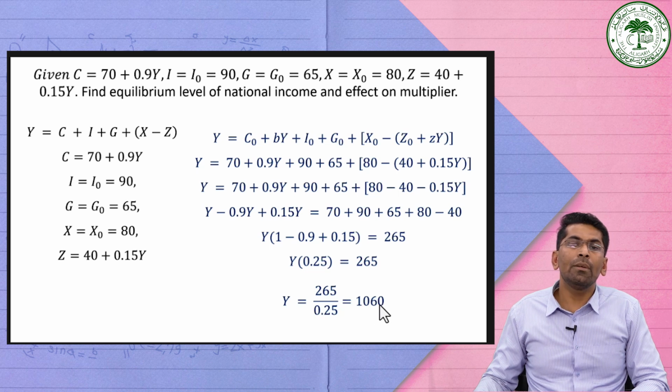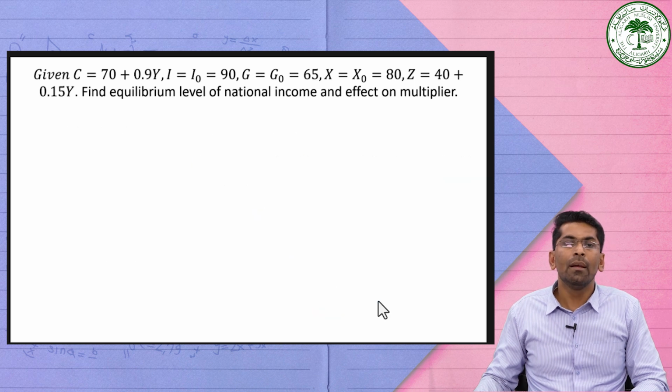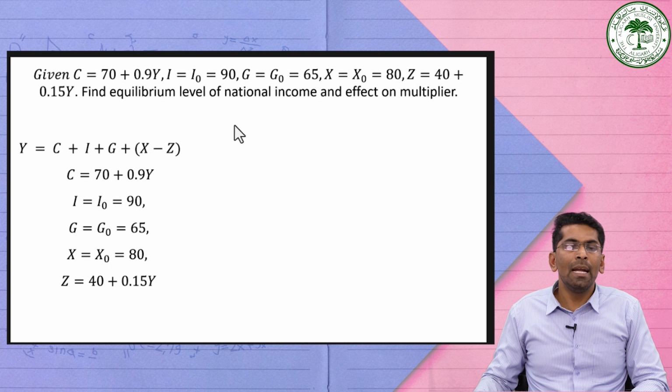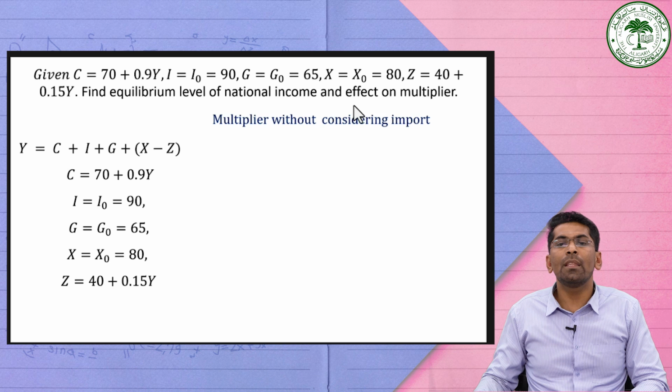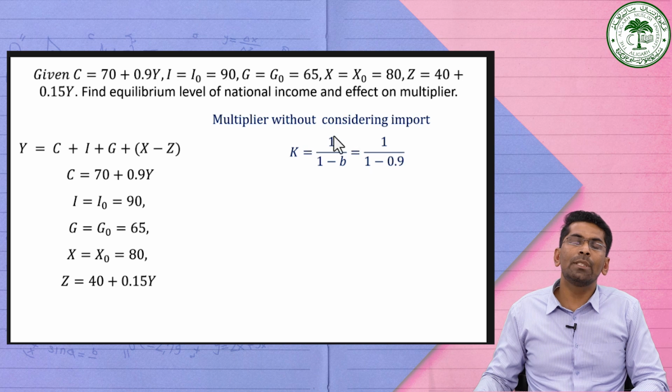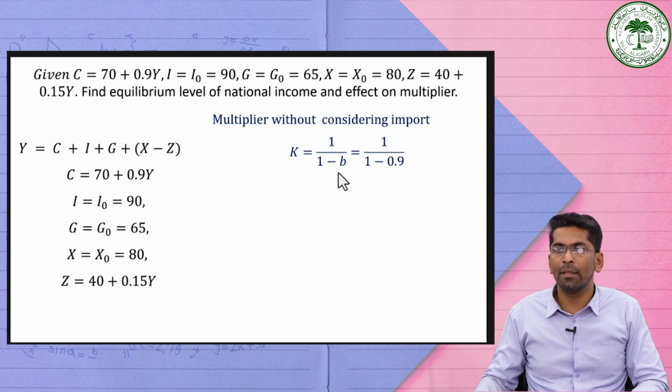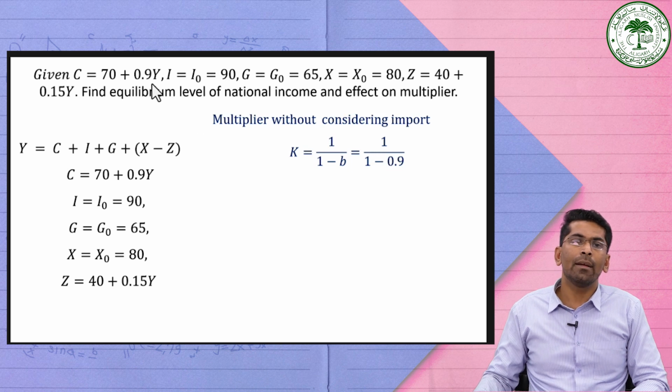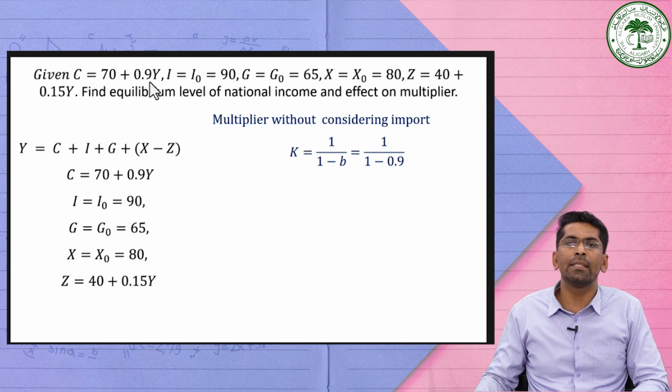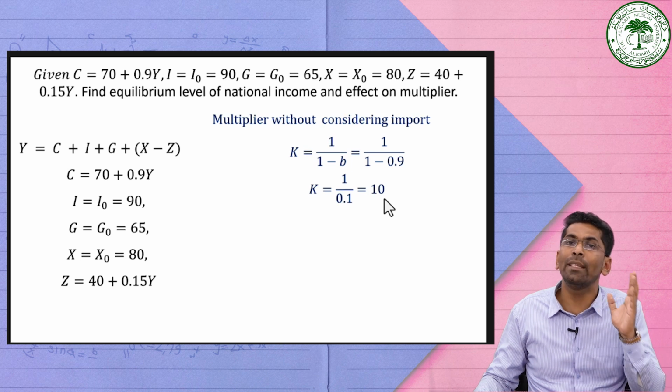Now what is the effect on the multiplier? See, the same example we are going to consider the multiplier effect. So these are the information which is given here. Now we are considering the multiplier without considering the import. Without considering the import, then our multiplier is equal to simply 1 by (1 - MPC), that is b. So it is equal to 1 by (1 - 0.9). Here MPC is equal to 0.9, which is given in the consumption function. So 1 by (1 - 0.9), which is equal to 1 by 0.1, which is equal to 10. So the size of multiplier is equal to 10 before considering the import.